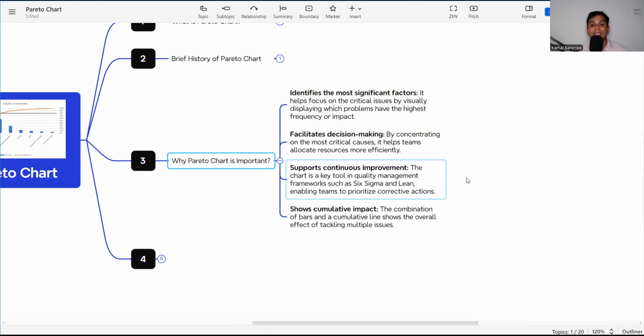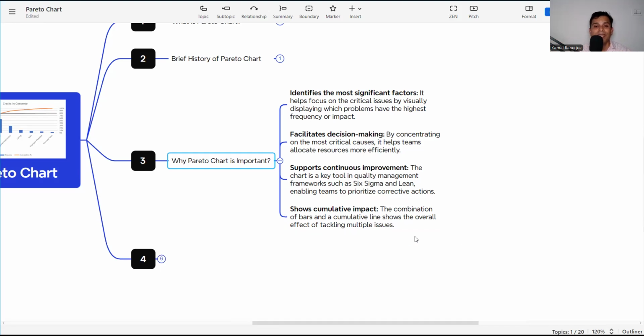The chart is a key tool in quality management frameworks such as Six Sigma and Lean, enabling teams to prioritize corrective action. So what is my corrective action? Now, in the process of concreting, I found that the lead timing of the concrete is beyond my accepted limit. Whenever we find this, we can make the lead time less, or the retention time of the concrete more, so that there will be no problem in the quality. That adjustment we can make after the Pareto principle or the Pareto chart. So it is giving continuous improvement.